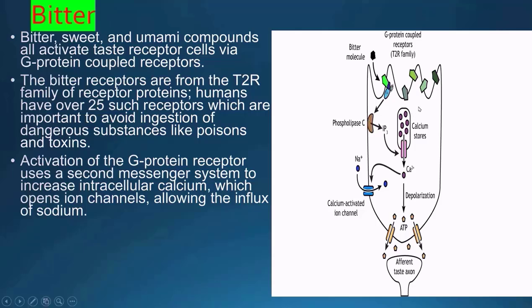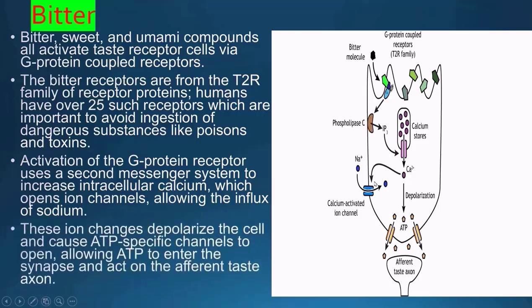the influx of sodium. These ion channels depolarize the cell and cause ATP specific channels to open, allowing ATP to enter the synapse and act on the afferent taste axon and produce action potentials and send signals to the higher center. Here you can see this is the G coupling protein.